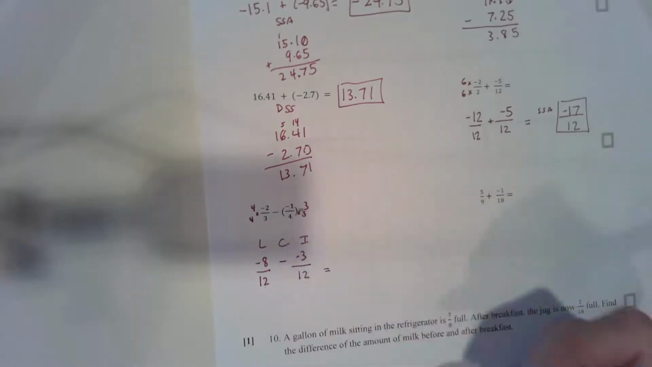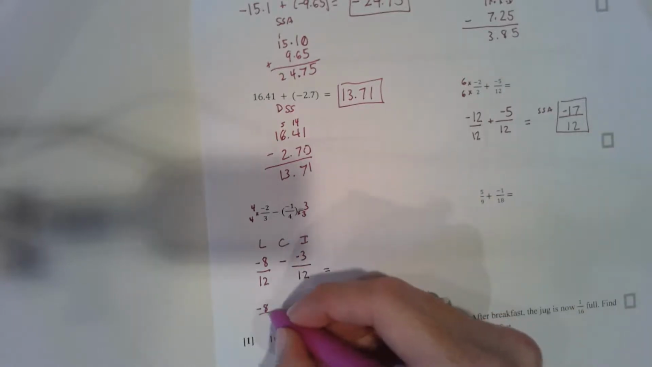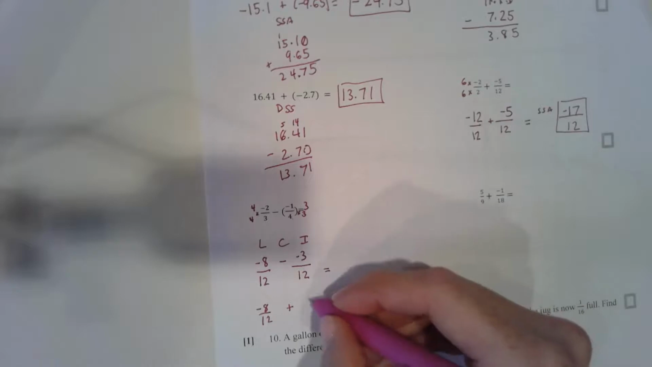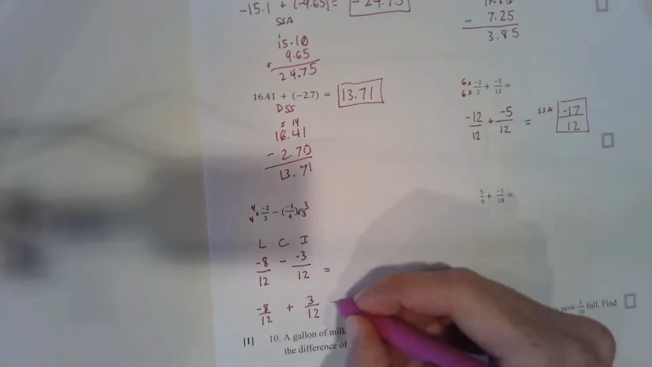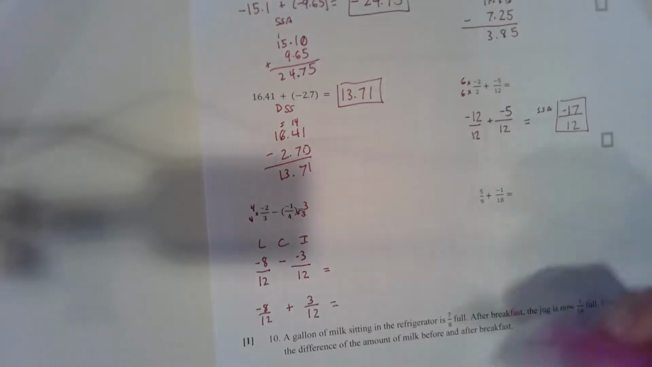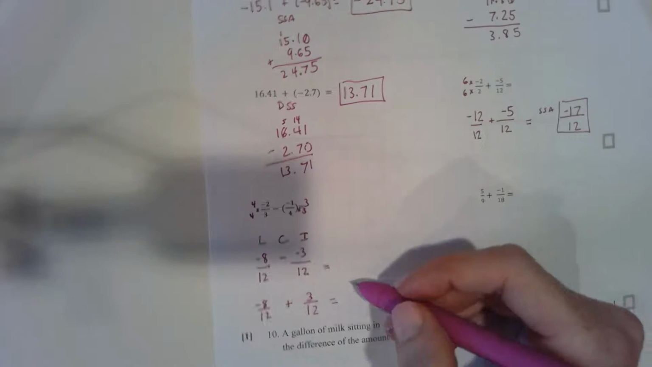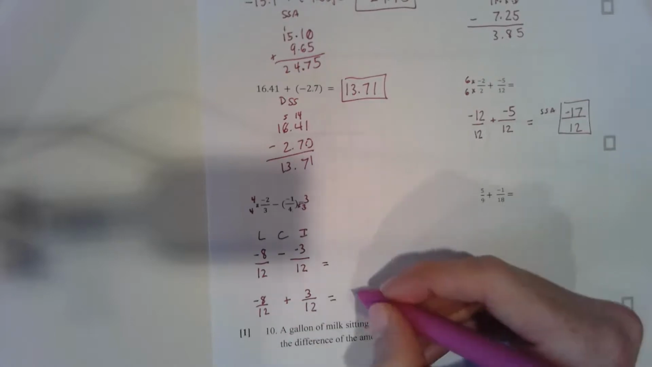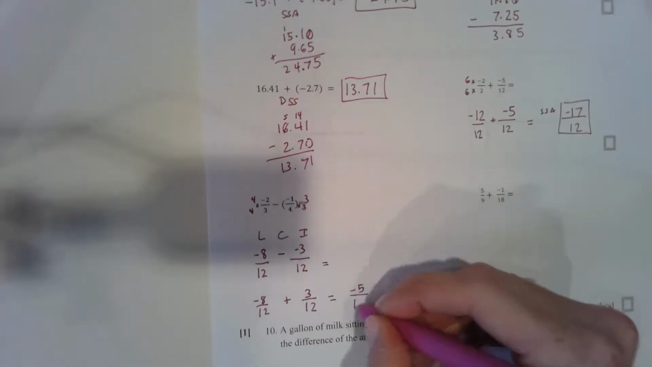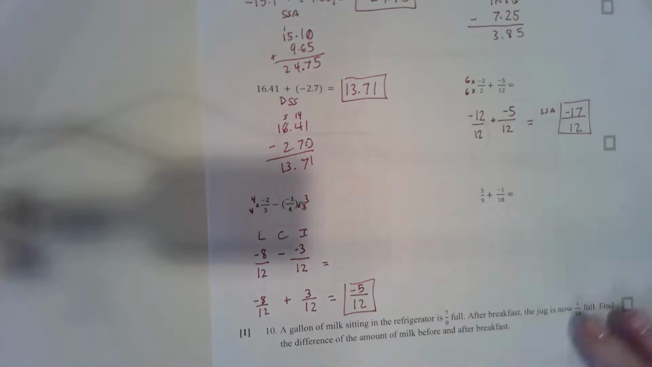So let's do that real quick. Plus, opposite, or inverse. Whew. And finally, these are different signs, so I have to subtract them. Negative 8 plus 3 is negative 5 over 12. All right. And the last one up here.